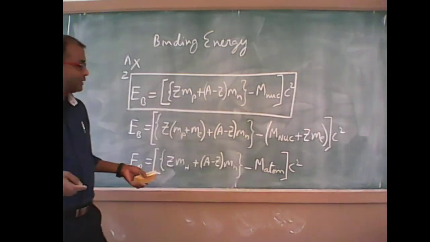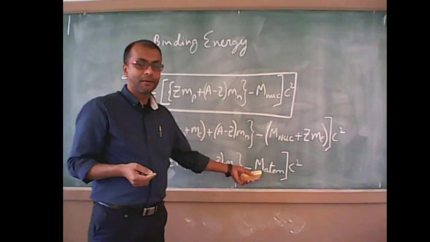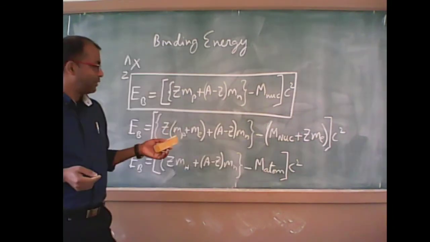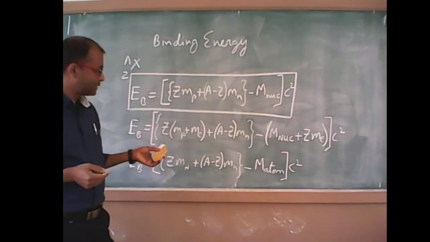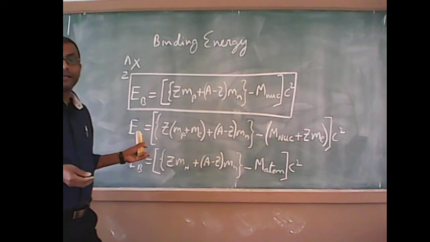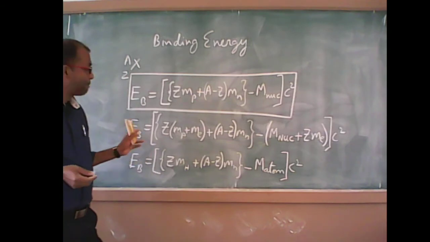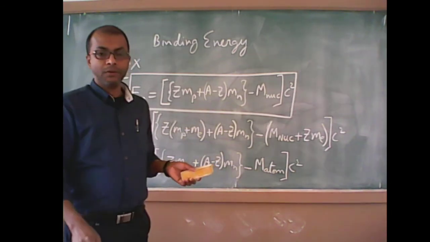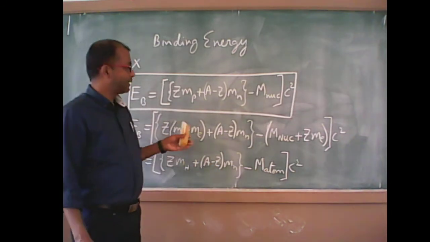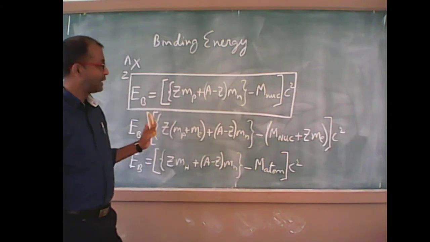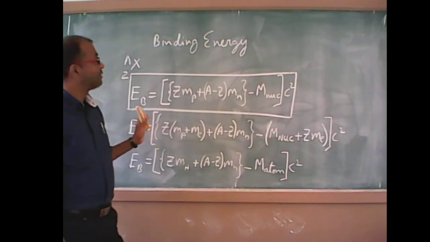So this becomes easier because we can measure the atomic mass easily. We can measure using different mass spectrographs the atomic mass of different elements. So using this expression, we can find out the binding energy of the nuclei of different elements. So actually we'll try to calculate the binding energy of the nuclei of different elements. We'll do some problems on this, and this expression becomes very, very important.